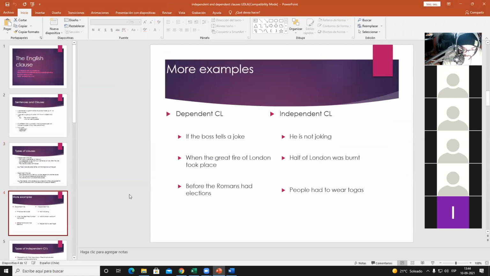Here we have further examples. Probably they won't make much sense.